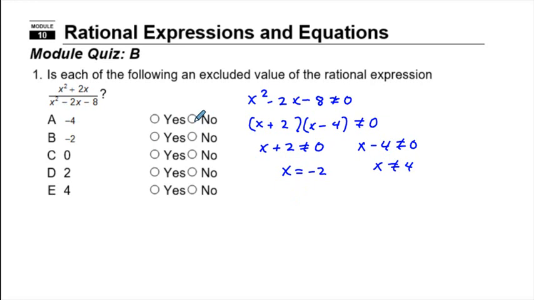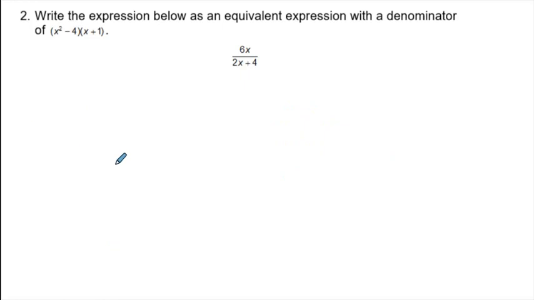We have choice A is not an excluded value. Negative 2 is an excluded value. Yes. 0 is not an excluded value. 2 is not an excluded value. And 4 is. So that is problem 1.